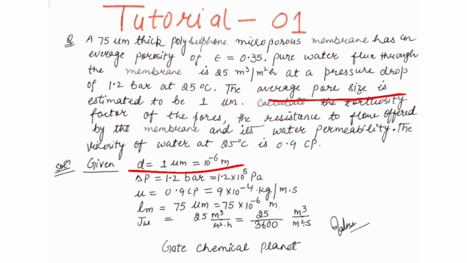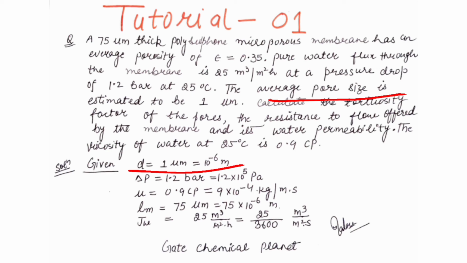And delta P, which is the pressure gradient given here, is 1.2 bar, and it is equal to 1.2 into 10 to the power 5 Pascal. And mu is the viscosity, which is already given, 0.9 cP equal to 9 into 10 to the power minus 4 kg per meter second. And thickness is already given. We will convert it into meters, 75 into 10 to the power minus 6 meter.